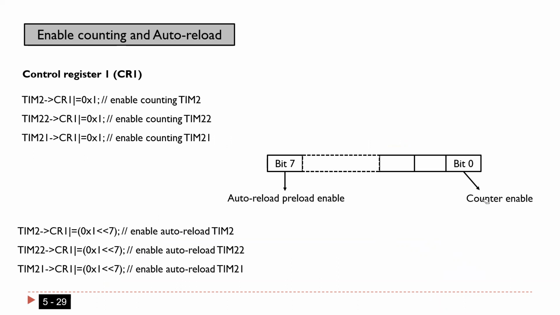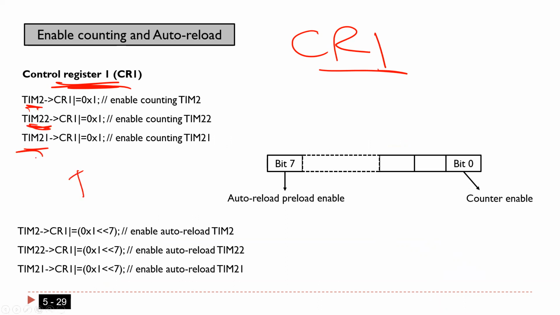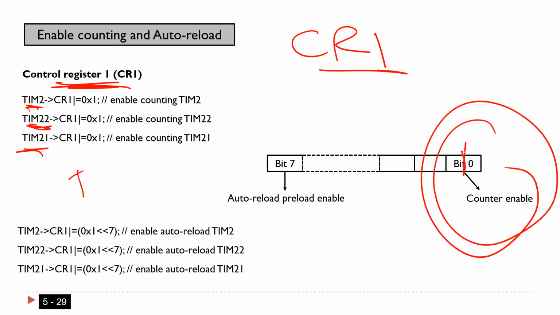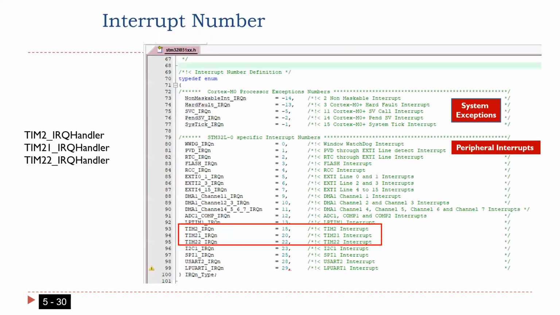In this register, we have a register we call CR1. As you see here, CR1. And by the way, we have three of them: we have timer 2 CR1, timer 22 CR1, and timer 21 CR1. So every timer has its own CR1. All you have to do if you want the timer to count is make sure to put 1 here in this bit. That's it. Very simple. It's also something you have to do in the initialization.